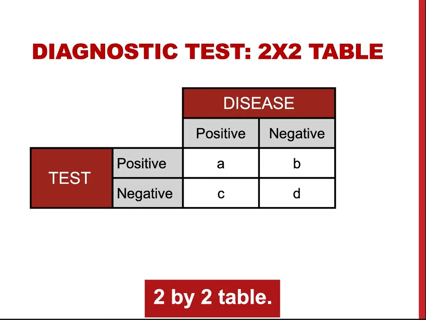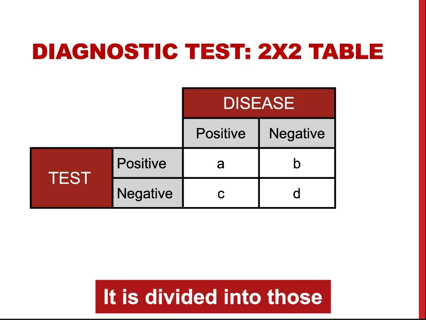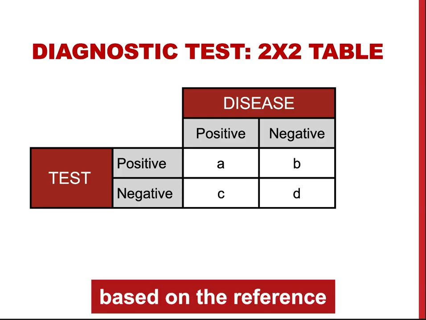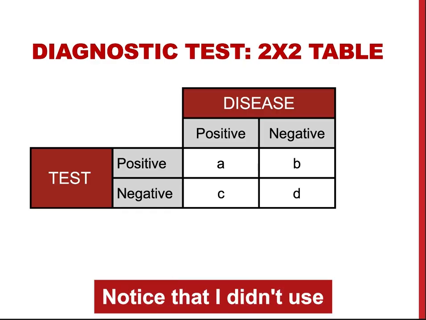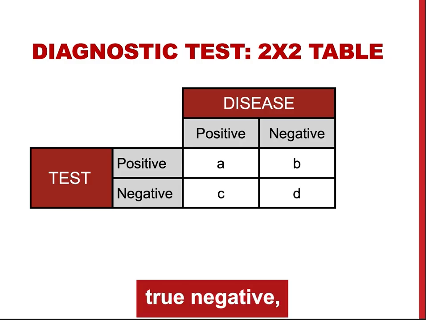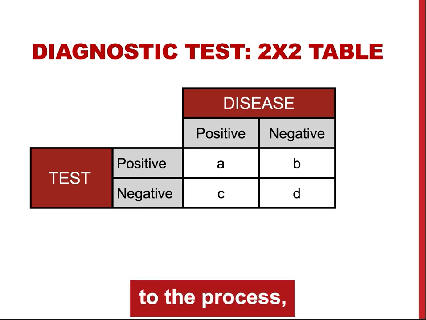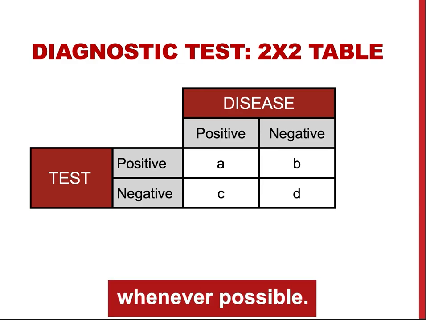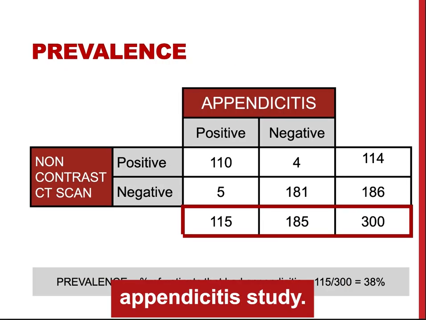This is a standard 2x2 table. The disease goes on the top in the columns and is divided into those with disease and those without disease based on the reference standard. The test goes on the sides in the rows and is divided into those with a positive test result and those with a negative test result. Notice that I didn't use the terms true positive, true negative, false positive, and false negative. That is intentional. I find that they add more confusion than clarity to the process, so I try to avoid them whenever possible. This is the data from the non-contrast CT appendicitis study.